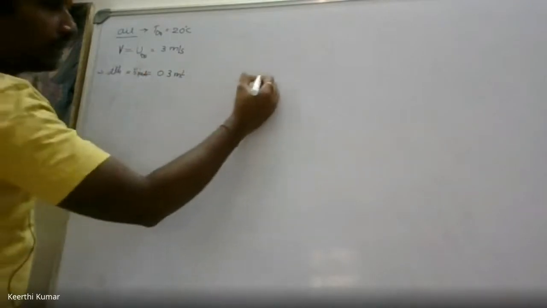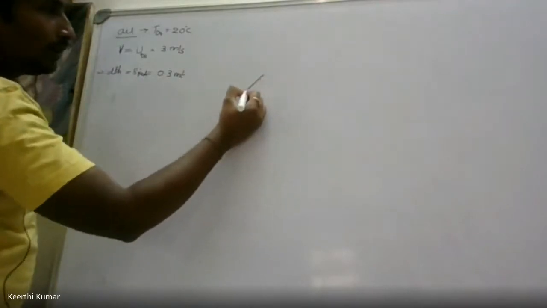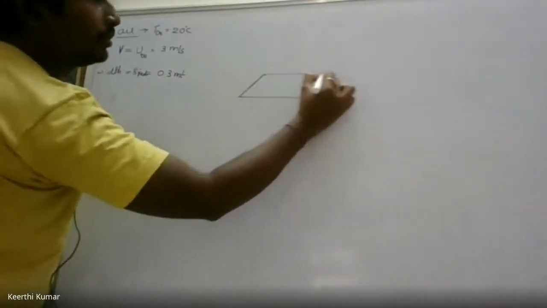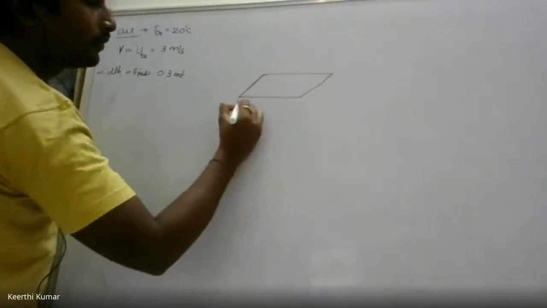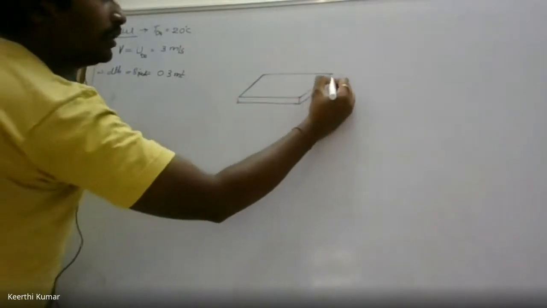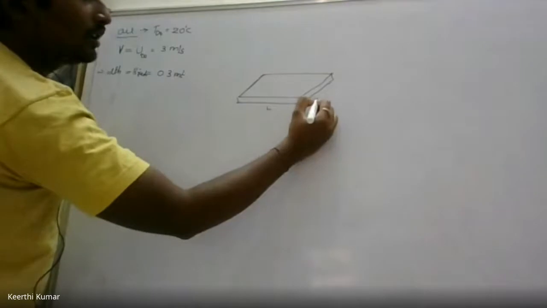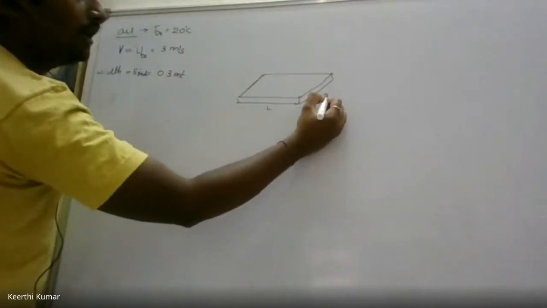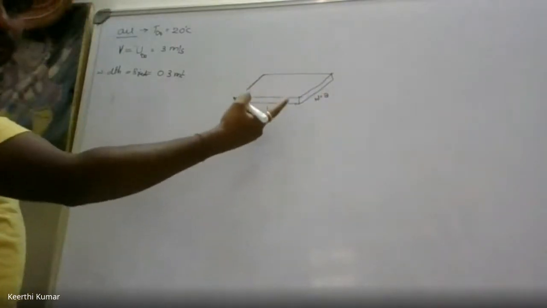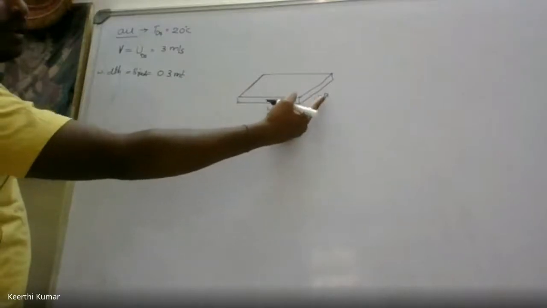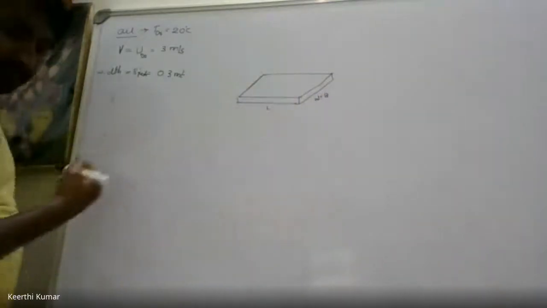See, what is the plate here? The plate will be like this. Just a rough figure I'll show you. Thickness of the plate, and this is L. This we can call W or B. W or B, both are acceptable, either width or breadth, but this is the length.